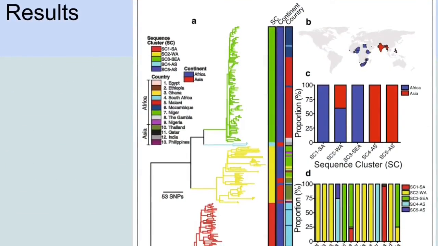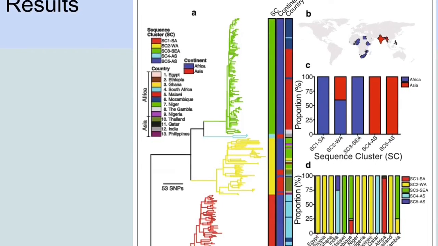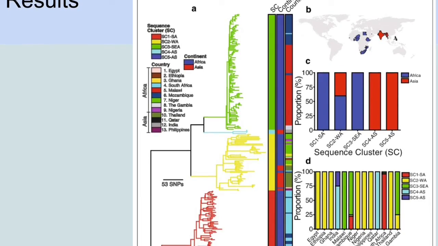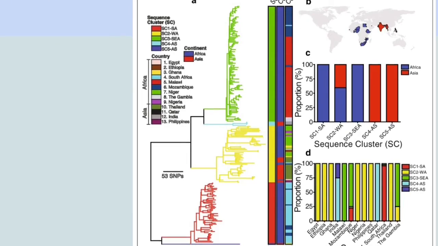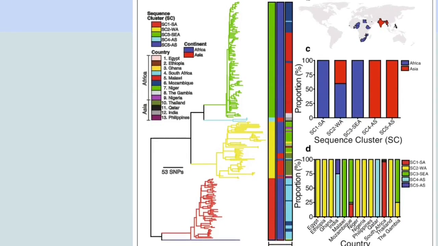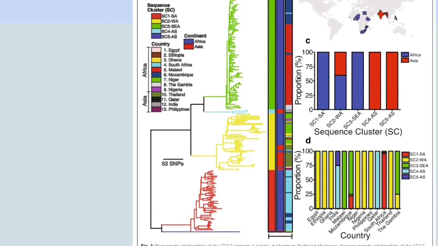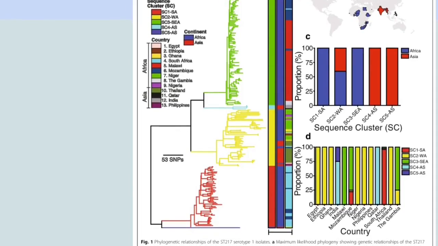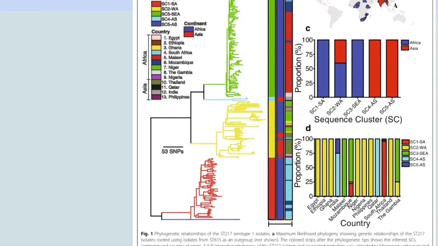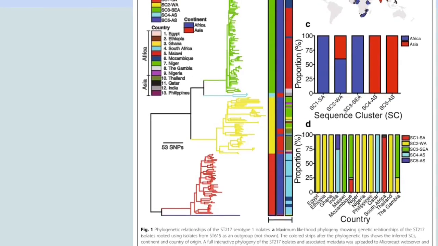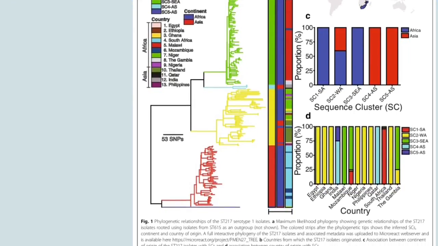Now on to results. This figure shows 5 distinct cascades, and in part C is the association between the continent of origin and the ST217 isolates with sequence clusters. And you can see that is the red and the blue. The blue is the Africa continent, and the red is for Asia. Part D is looking at sequence clusters, and it's looking more at by country rather than by continent.